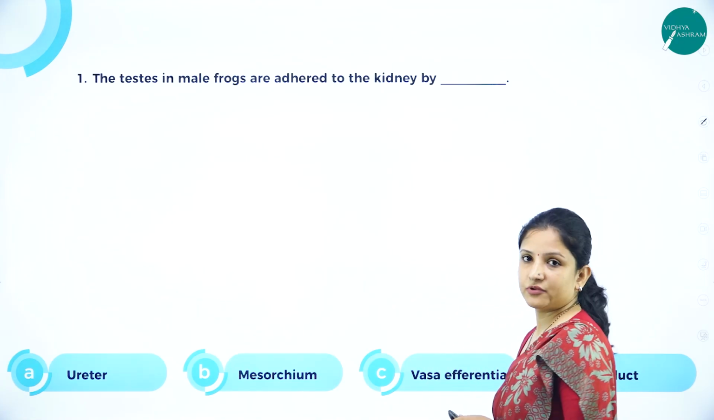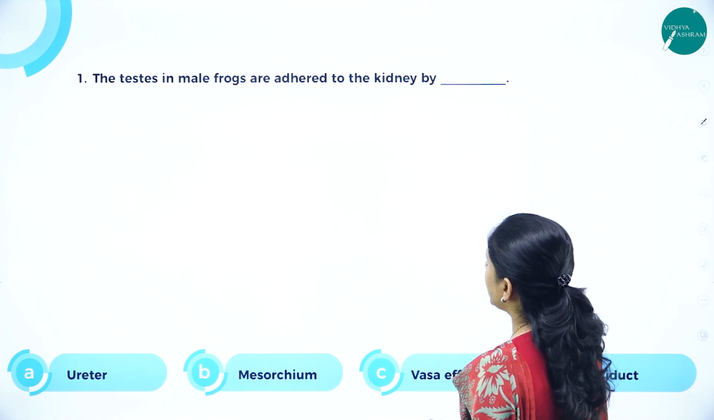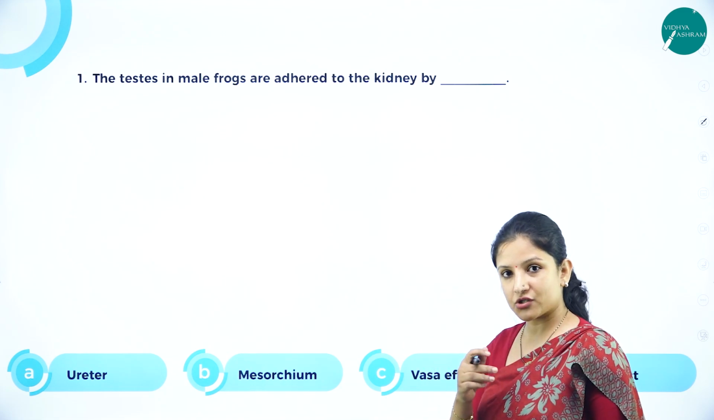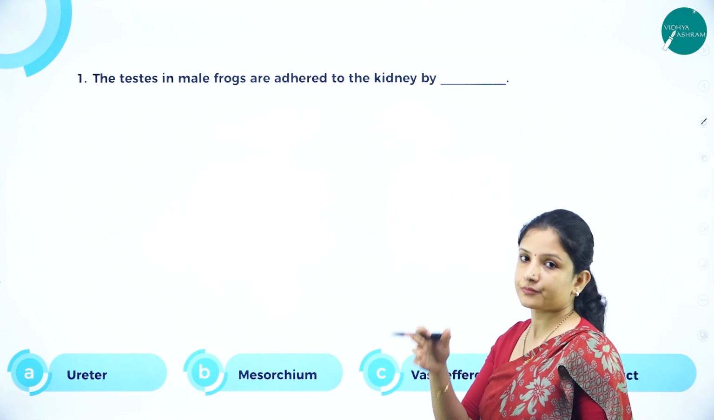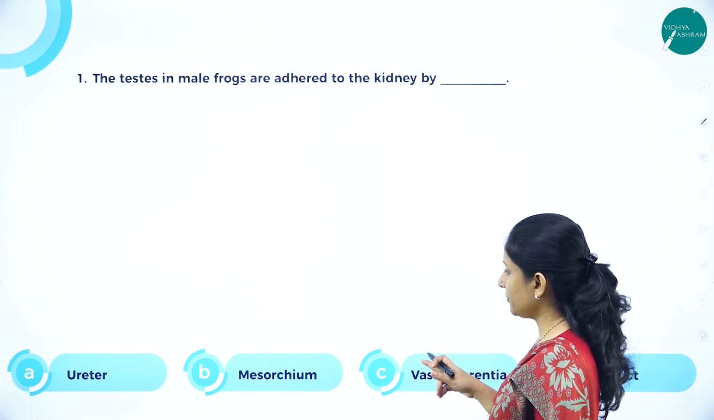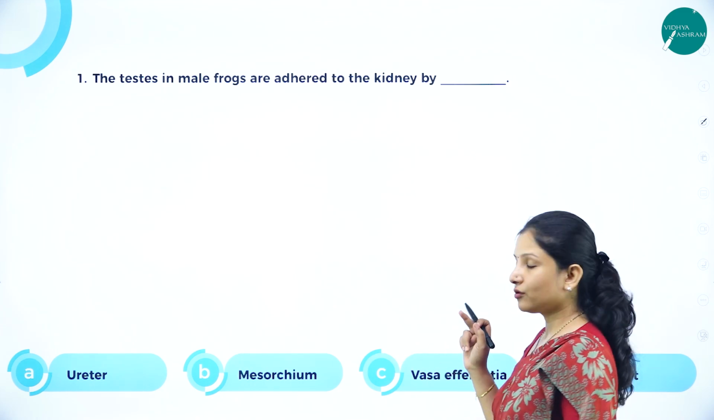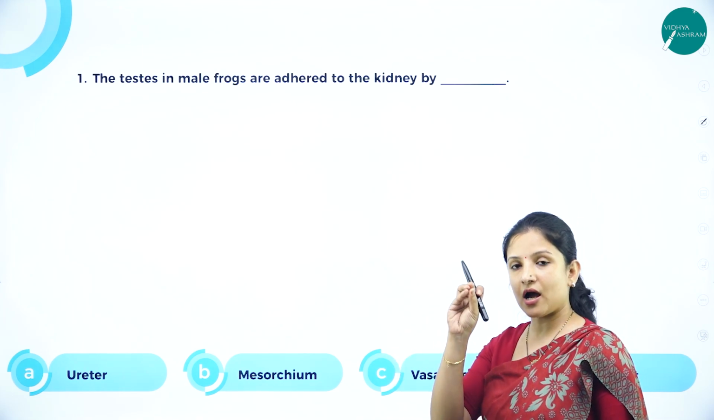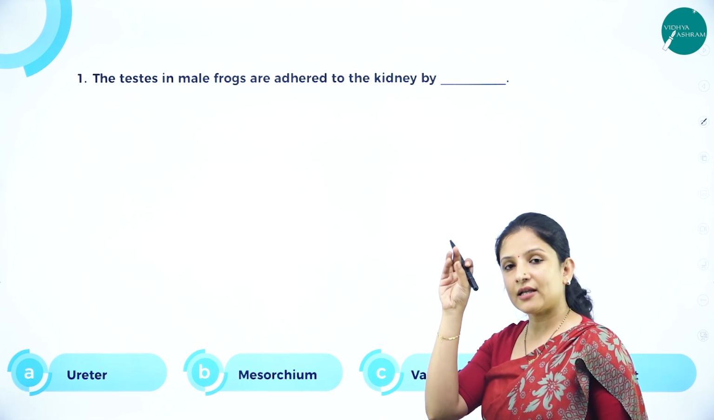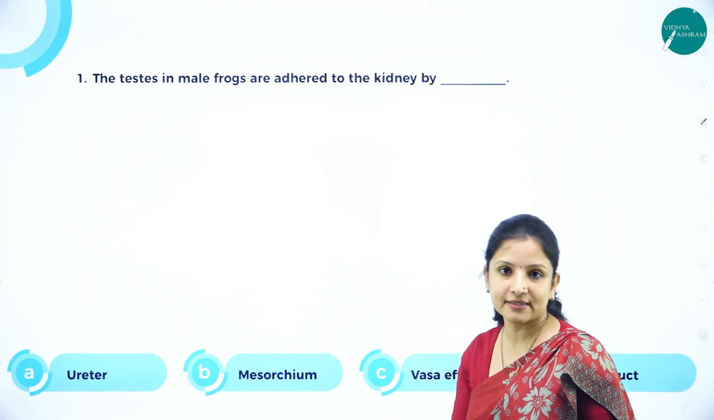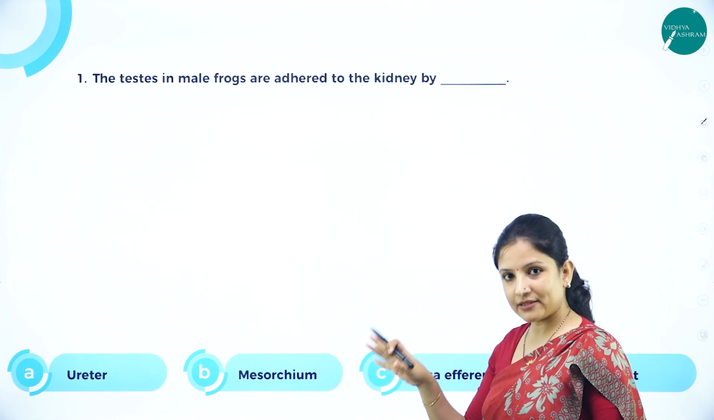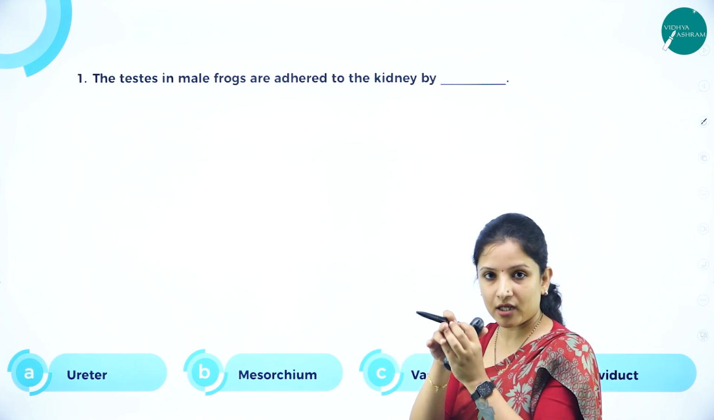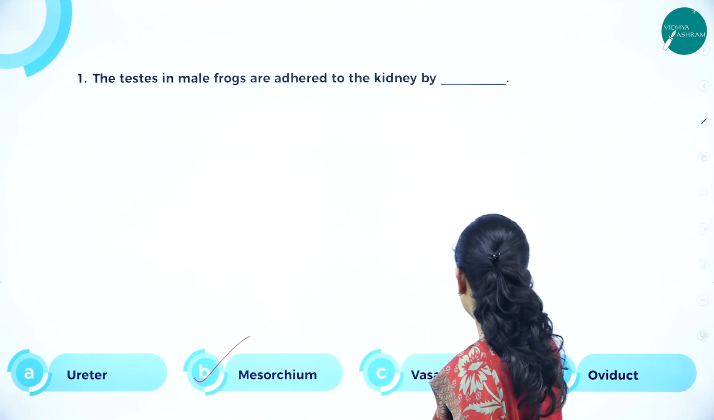Now let's look into some of the MCQs under this topic. The testes in male frogs are adhered to the kidney by what? Ureter? No, the ureter is a tube-like structure that connects the kidney to the cloaca. Is it the mesorchium? Yes, it is the mesorchium. Now, don't get confused between mesorchium and vasa efferentia. Vasa efferentia are 10 finger-like structures that connect to the Bidder's canal. But the mesorchium is the structure which connects the testis to the kidney, or helps the testis adhere to the kidney. So the mesorchium is the right answer here.